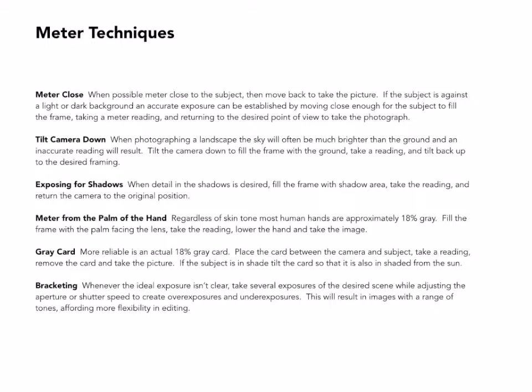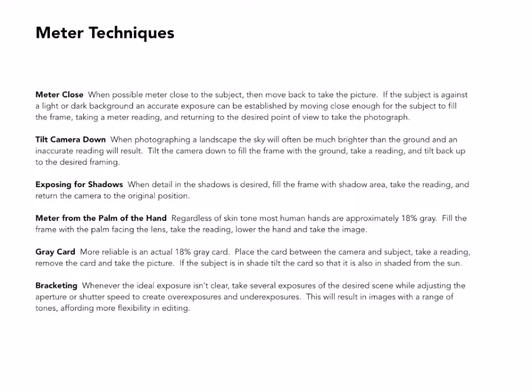Tilt the camera down. When photographing a landscape, the sky will often be much brighter than the ground, and an inaccurate reading will result. Tilt the camera down to fill the frame with the ground, take a reading, and tilt back up to the desired framing to take the picture. Exposing for shadows. When detail in the shadows is desired, fill the frame with shadow area, take the reading, and return the camera to the original position.